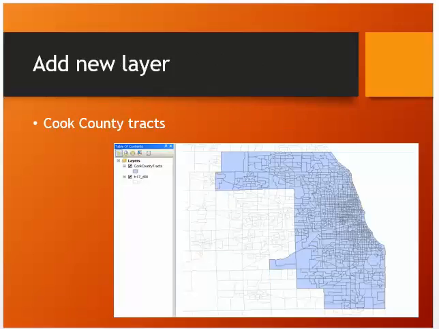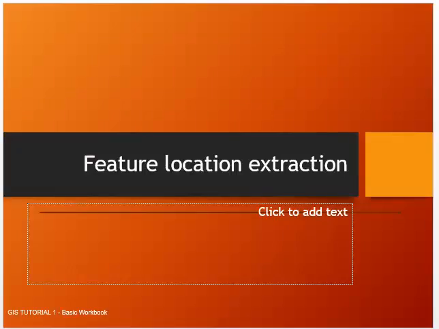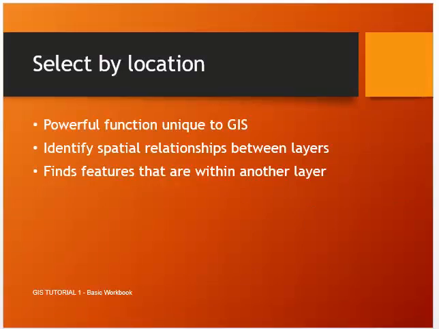Then it asks if we want to add that to our map. We say sure. So now we have this blue layer here, which is the tracts for Cook County. You can see the light gray lines underneath. That's the statewide ones that we started with. Alright, so that's how we select by the attributes.